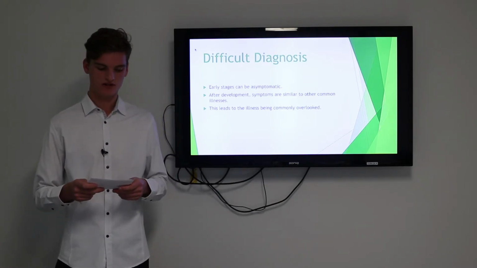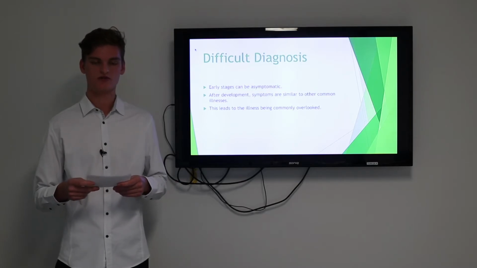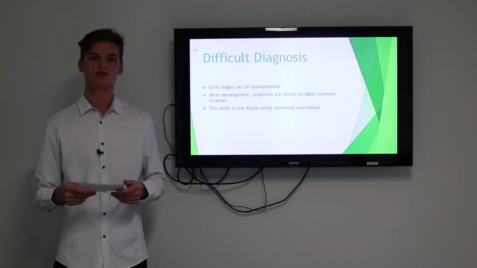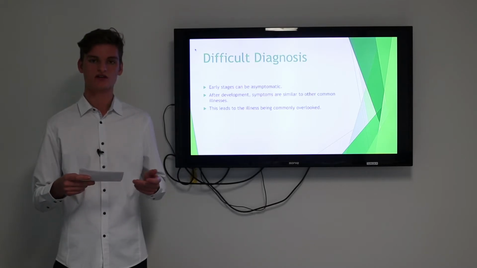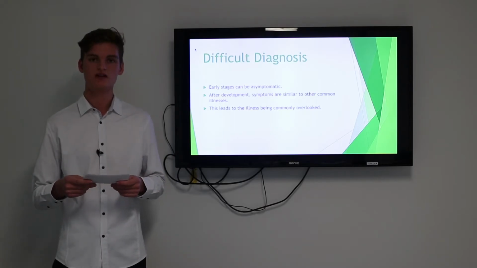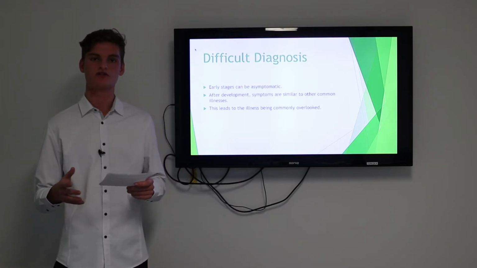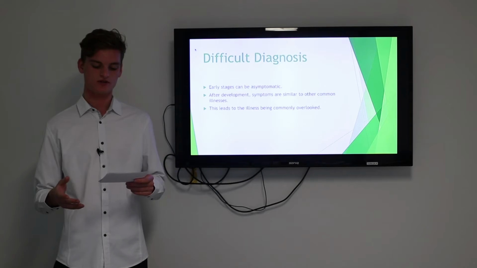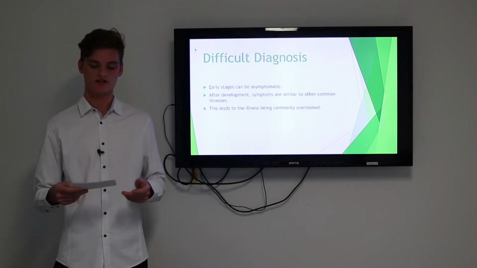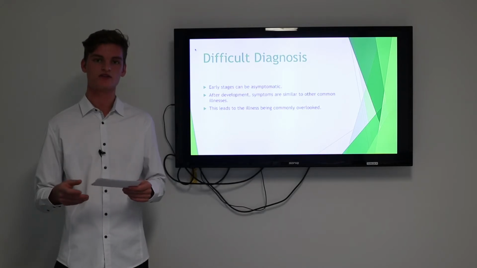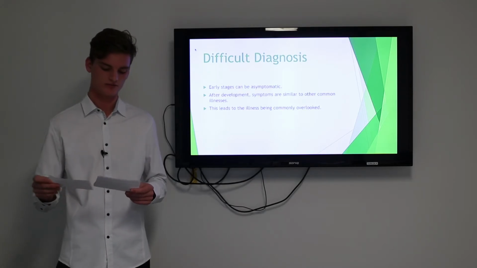Diagnosing haemochromatosis is often very difficult for a number of reasons. The first being that early stages of the disorder may be asymptomatic. This means that there are no signs of the disease and it can go unnoticed. Secondly, when the disorder has time to develop and starts causing noticeable symptoms, the symptoms that this disorder causes are often very similar to other more common illnesses. Hence, it is often overlooked as a possible diagnosis.